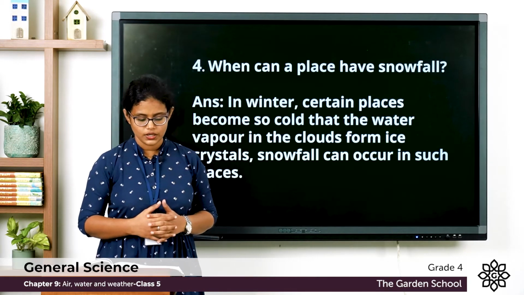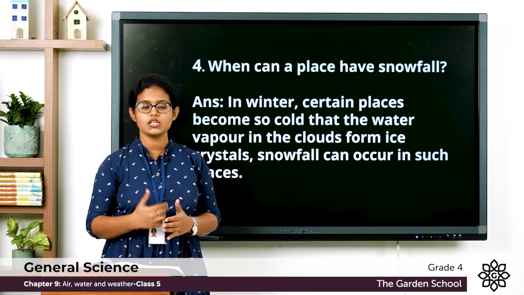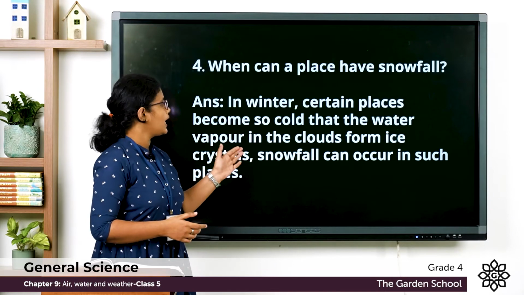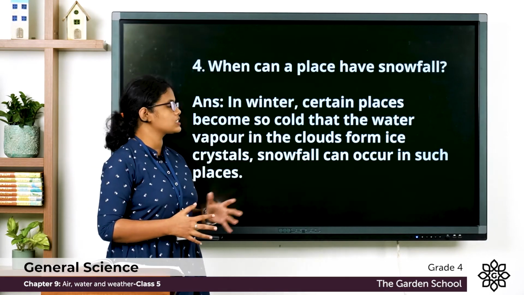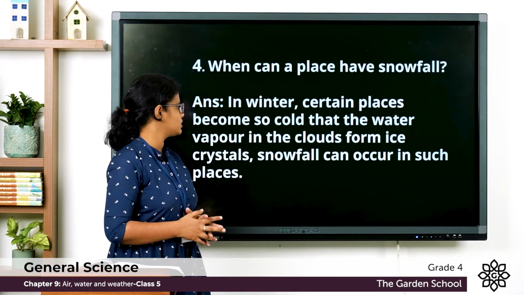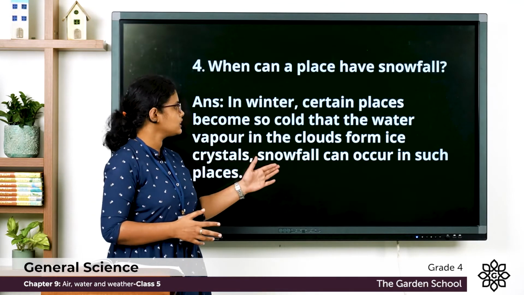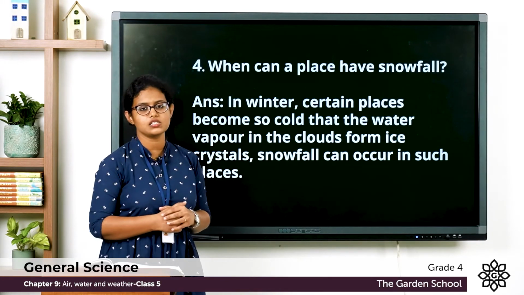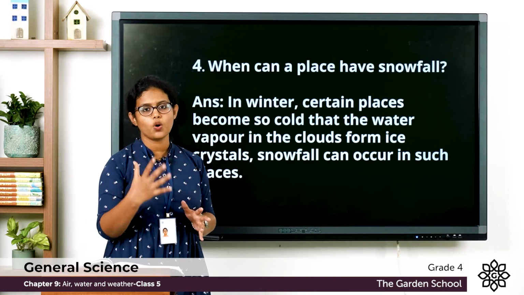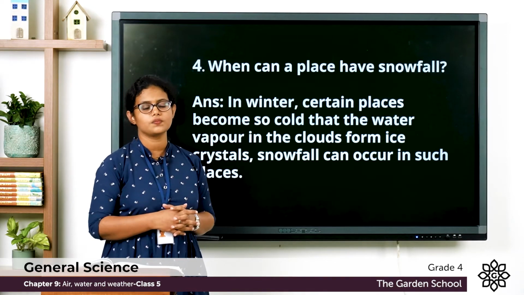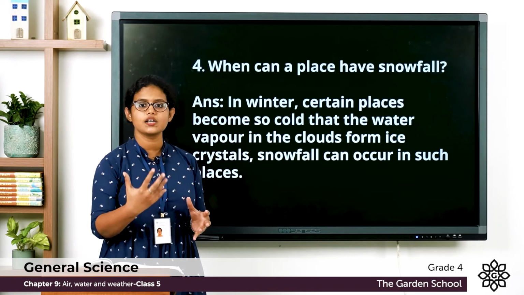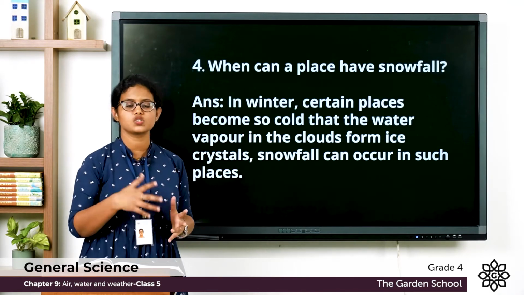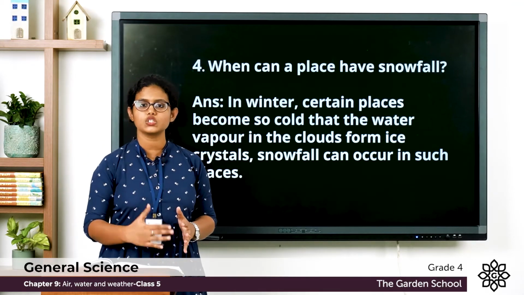Fourth one, when can a place have snowfall? So let's see the answer. In winter, certain places become so cold that the water vapor in the clouds forms ice crystals. So in some places, it is very cold and water vapor in the clouds changes into ice crystals. So snowfall occurs in such places.